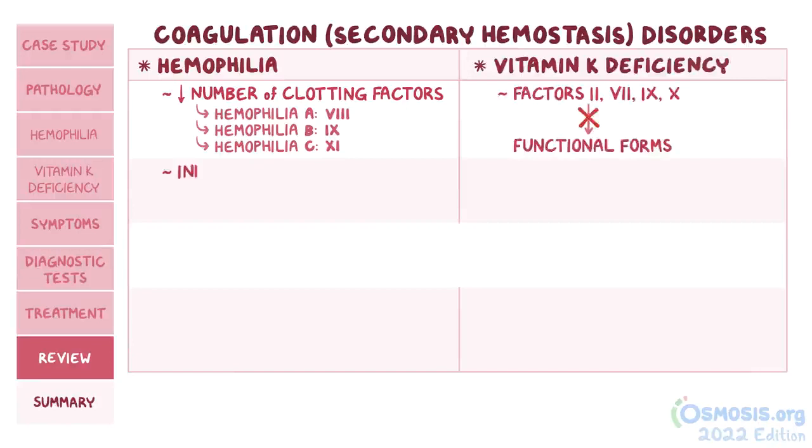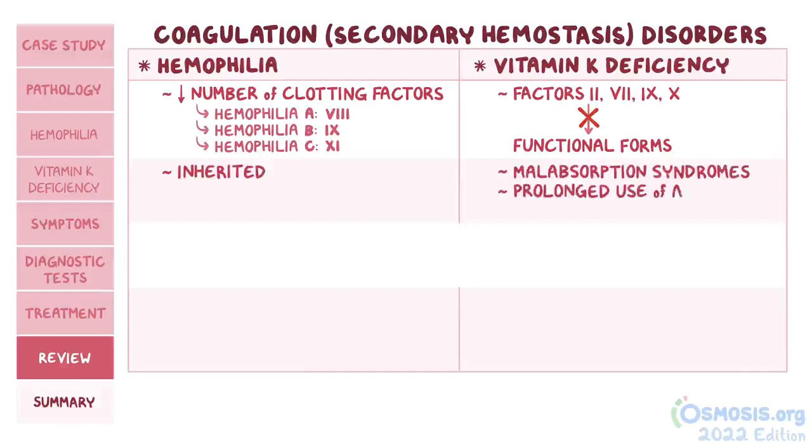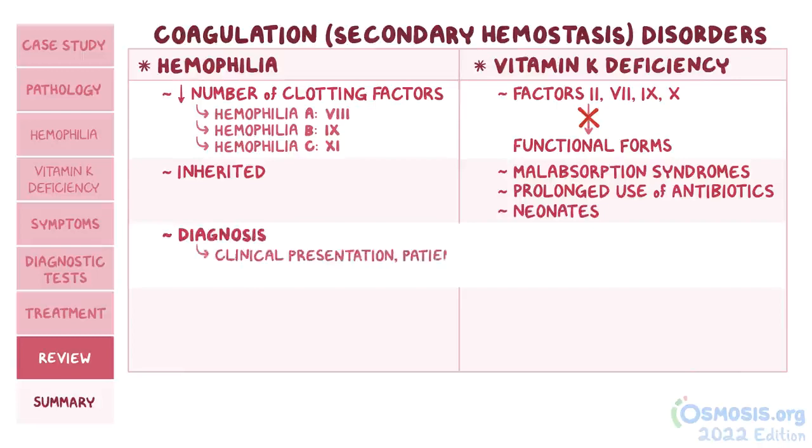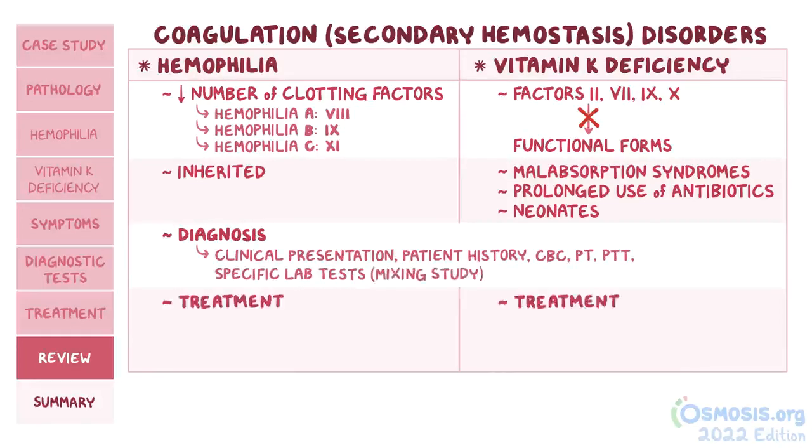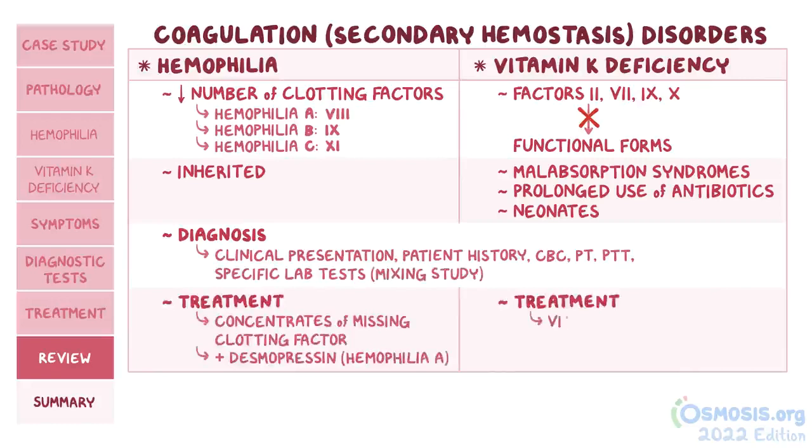Now, hemophilia is an inherited disorder, while vitamin K deficiency can occur when there are malabsorption syndromes, prolonged use of antibiotics, and in neonates. A diagnosis can be made based on clinical presentation, patient's history, CBC, PT, PTT, as well as specific lab tests such as a mixing study. Treatment of hemophilias includes concentrates of the missing clotting factor, plus desmopressin for hemophilia A, and vitamin K in deficient individuals.